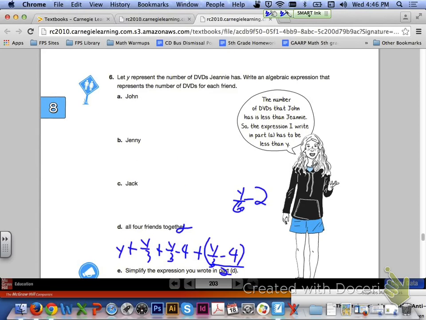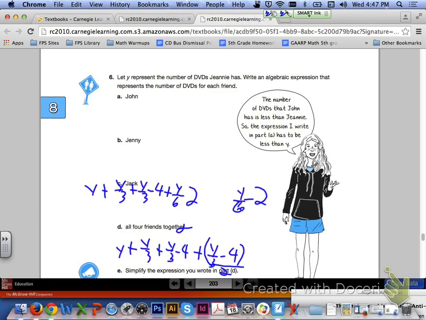So if we rewrote our expression for all the 4 friends together, it would look like this. Y plus Y over 3 plus Y over 3 minus 4 plus Y over 6 minus 2. Now you want to be able to simplify that even further, because that's a lot of information right there.